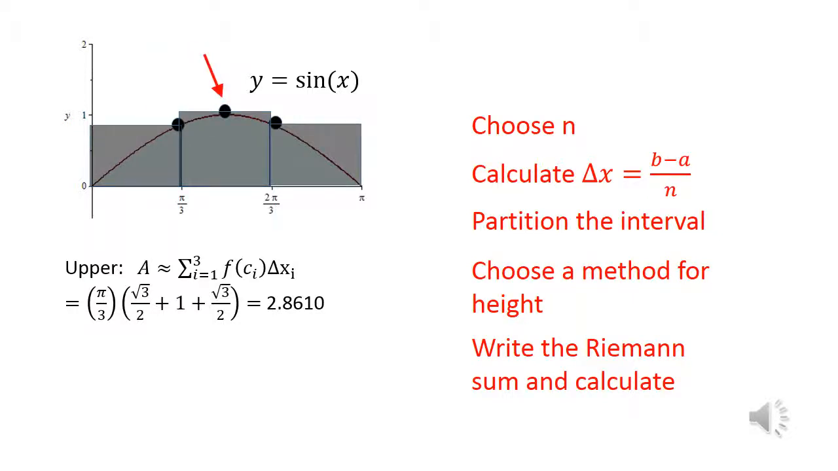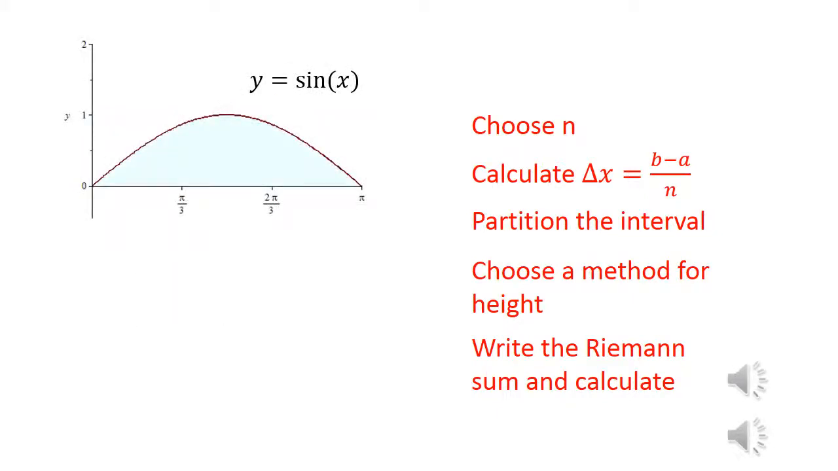But then on the next subinterval, pi over 3 to 2 pi over 3, the highest y value is clearly 1. And then finally on the last subinterval, the highest y value is sine of 2 pi over 3, which is again root 3 over 2. So, choosing those y values, the highest ones, we construct our sum as we did before and get our value.